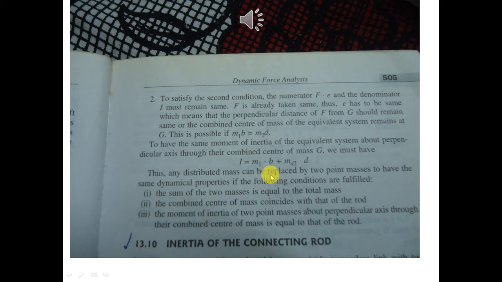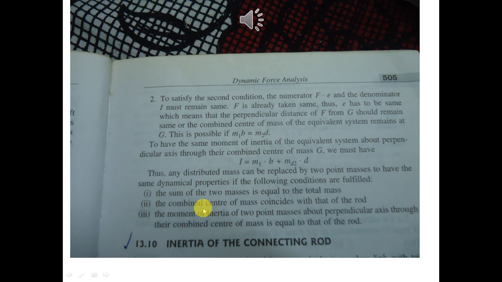Thus, any distributed mass can be replaced by 2 point masses to have the same dynamical properties if the following conditions are fulfilled. The first one is that the sum of the 2 masses equals the total mass, which we saw here. The second one is that the combined center of mass G coincides with that of the rod. The third one is that the moment of inertia of the 2 point masses about a perpendicular axis through their combined center of mass is equal to that of the rod. So if these 3 conditions are satisfied, then the system will be a dynamically equivalent system.